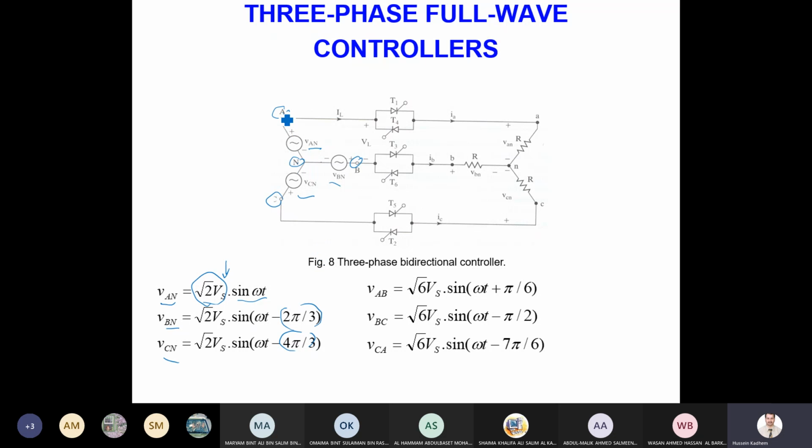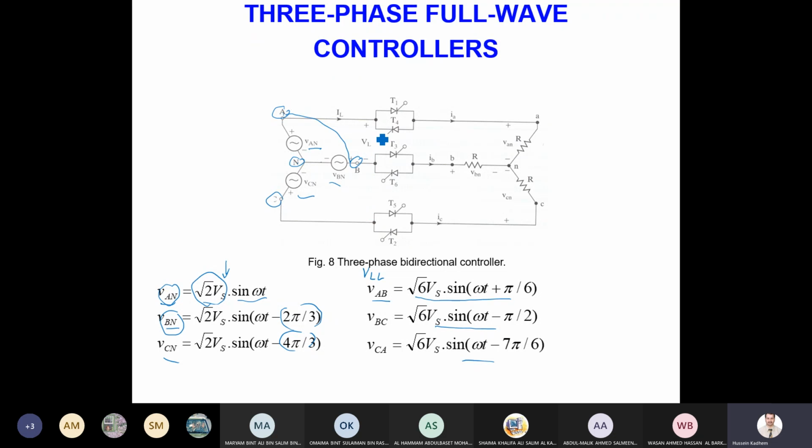Now, if I want to find the voltage between A and B, I call it VAB. This will be the line-to-line voltage, between two lines. What we do is subtract VAN minus VBN. We use mathematics or trigonometry to find the general form, and this is the general form. We have it for AB, BC, CA, all of them.